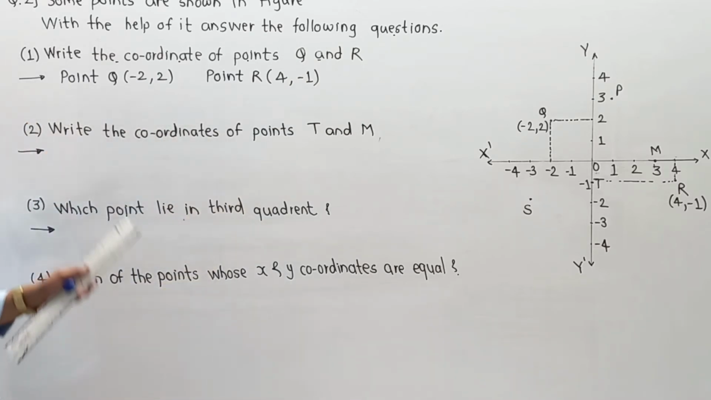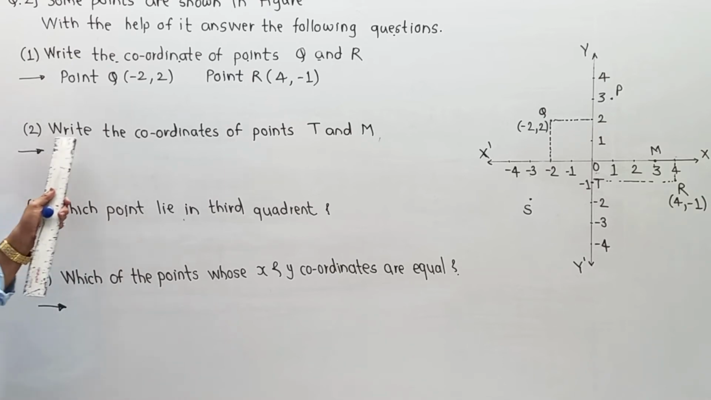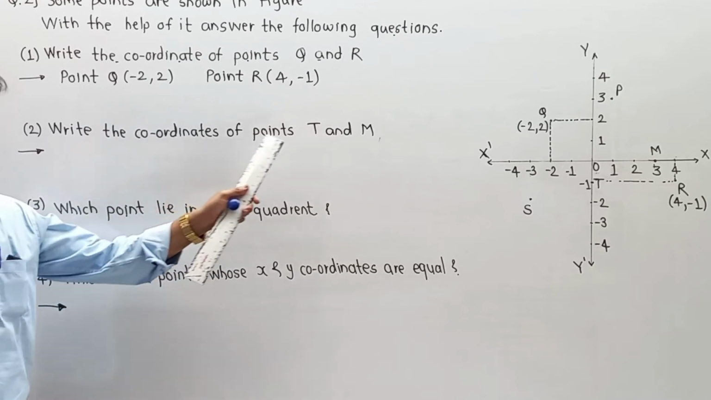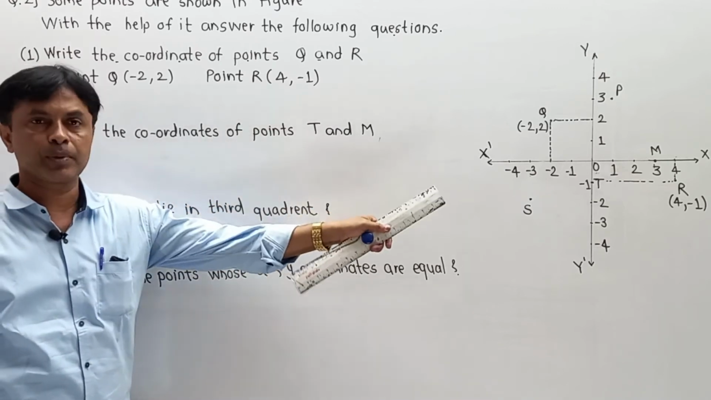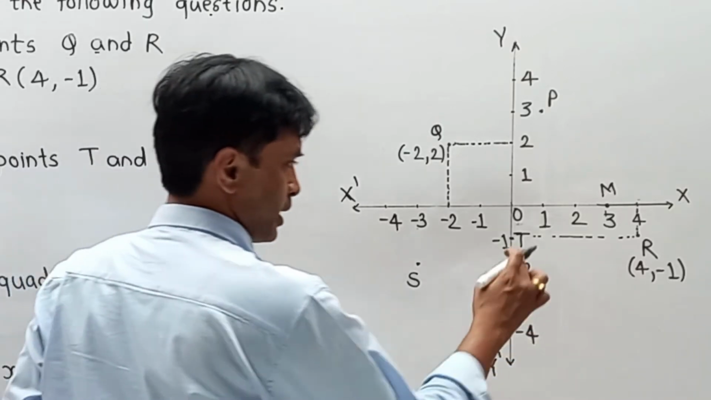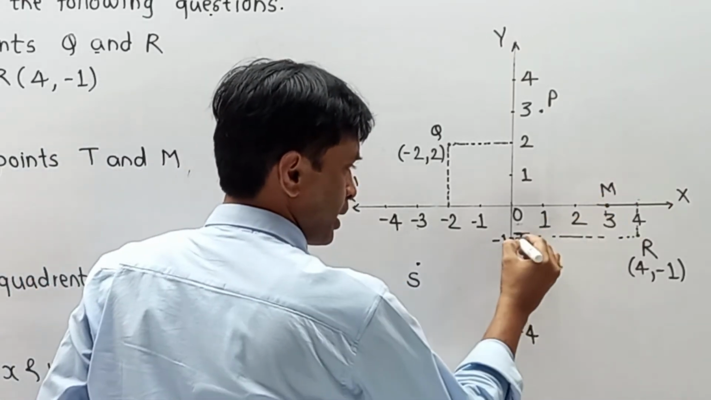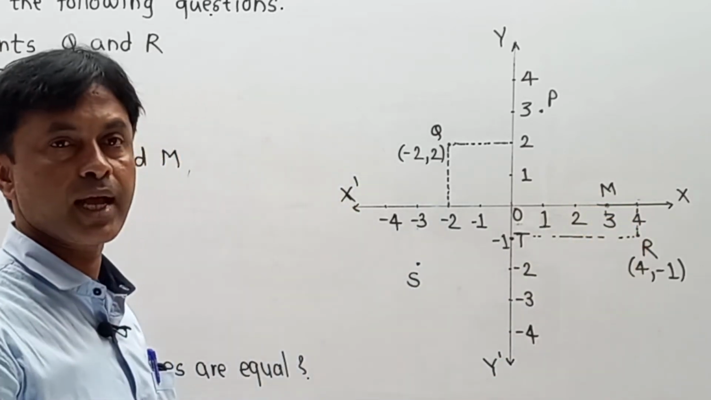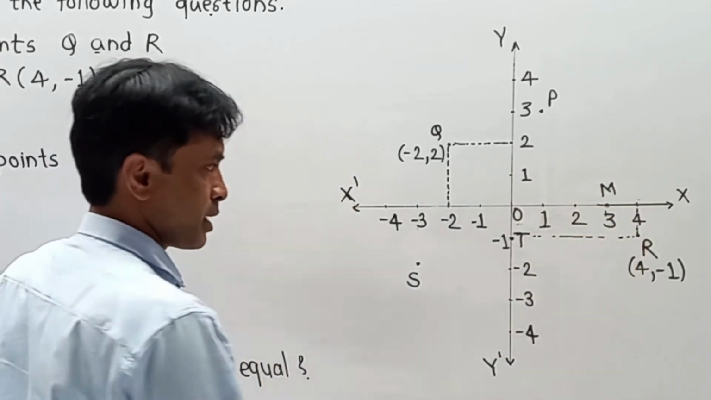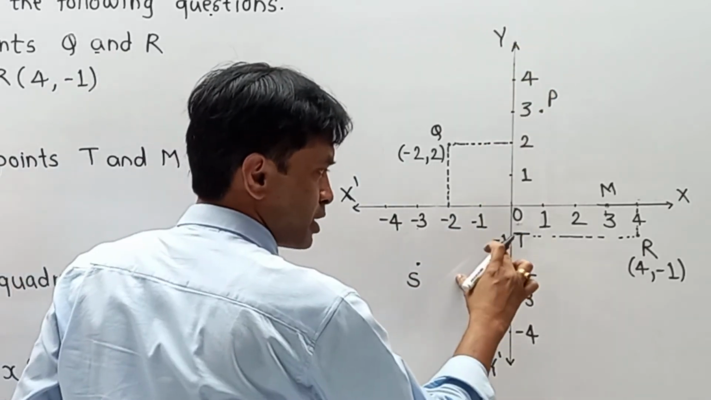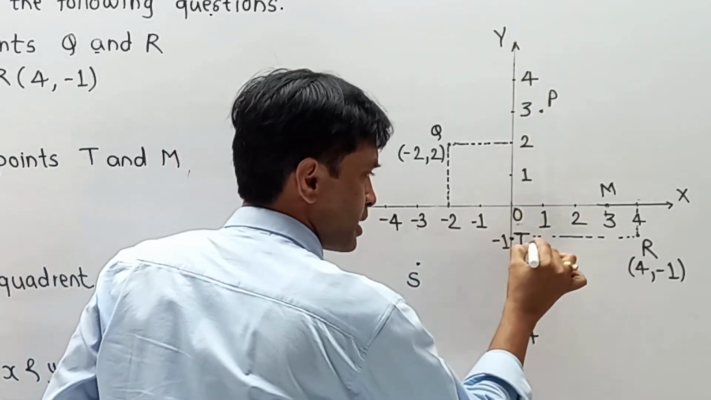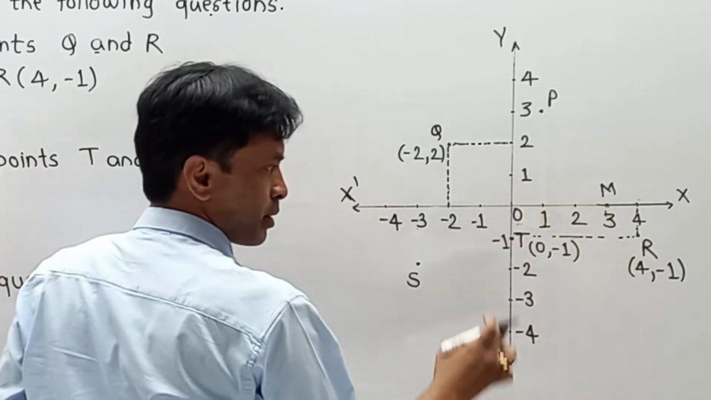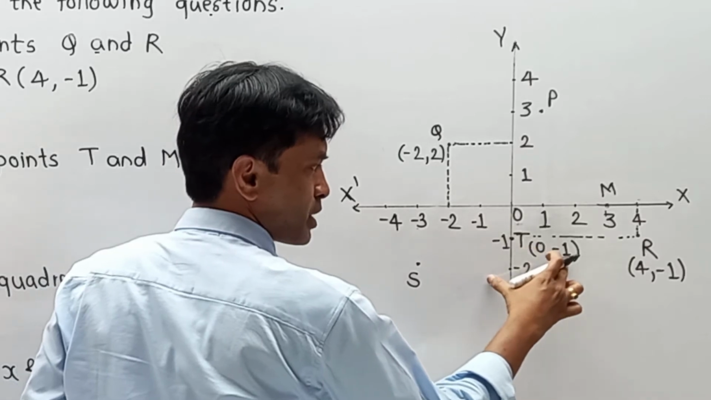Now the second question is, write the coordinate of points T and M. Again coming to the diagram, point T and point M. The speciality is that point T as well as point M, both are axial points, means they are on the axis. First this is the y-axis and T is over here. Naturally it is on the y-axis, its x coordinate is 0 and y coordinate is minus 1. Means point T having a coordinate 0, minus 1.